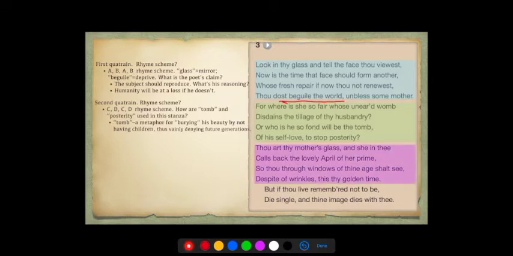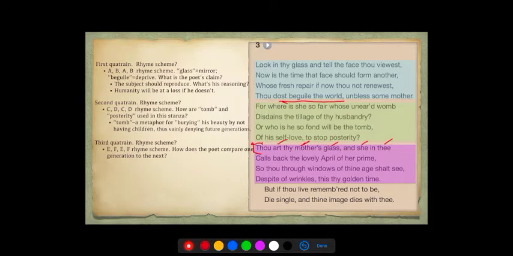Our next quatrain, the third one, and of course you know the rhyme scheme by now, EFEF. Remember, by the way, the iambic pentameter, right? So if I take this first line right here, "Thou art thy mother's glass and she in thee." "Thou art thy mother's glass and she in thee." He's still following that iambic pentameter, right?